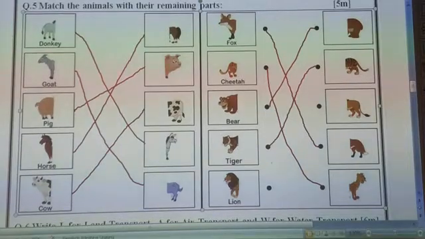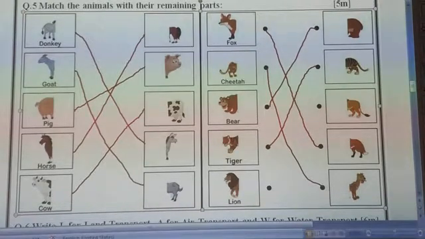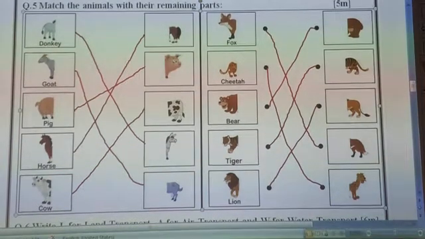Yes. Next is, which animal is this? This is half part of lion. And look at in this line, where is the remaining part of lion? Yes, third one. So we have to match half part of lion with remaining part of lion. So let's match. Yes.